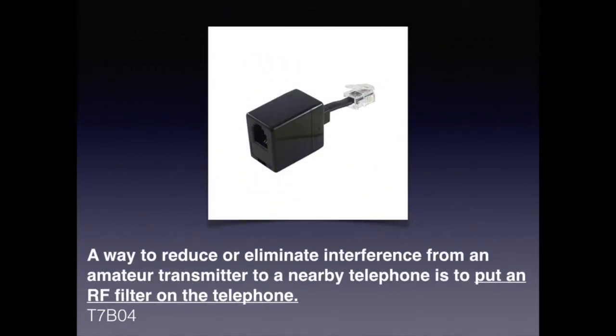Telephones are prone to being interfered with by amateur radios. One way to reduce it or eliminate it is a device called an RFI or an RF filter that can be placed in line with the telephone jack. For the exam, just know that a way to reduce or eliminate interference from an amateur radio to a nearby telephone is to put an RF filter on the telephone line.